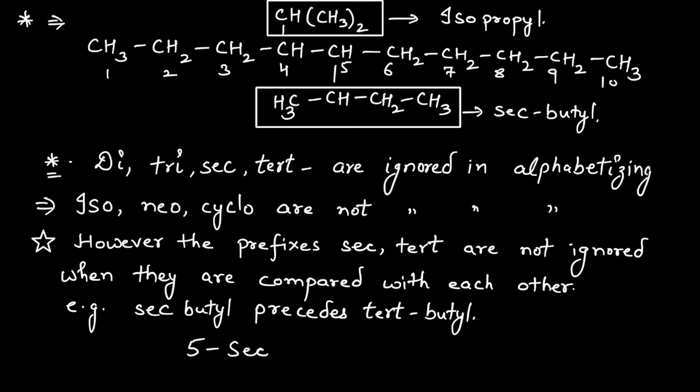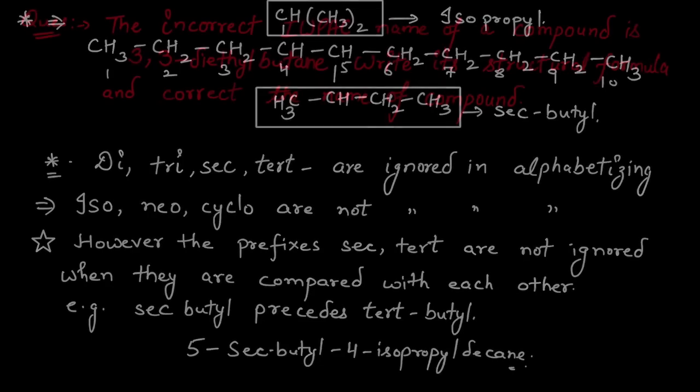So the above molecule will be named as 5-secondary butyl-4-isopropyl decane. Now we haven't ignored isopropyl.